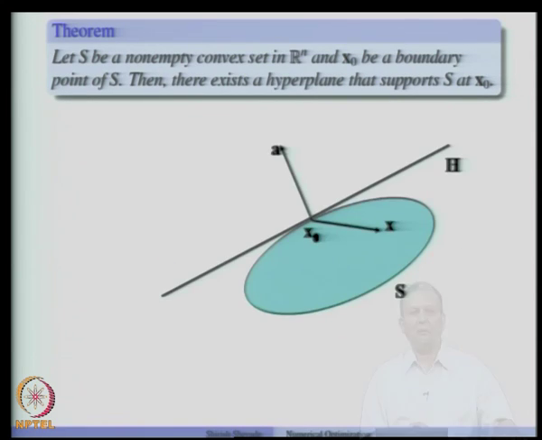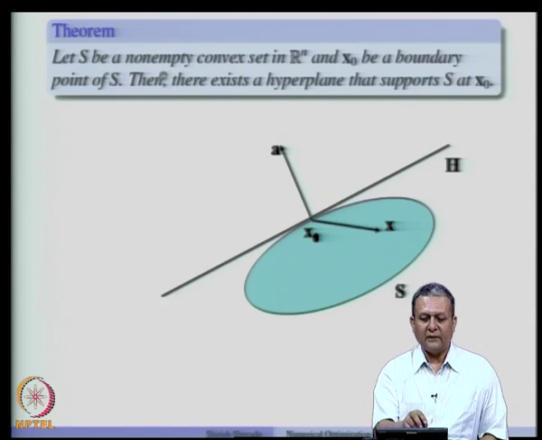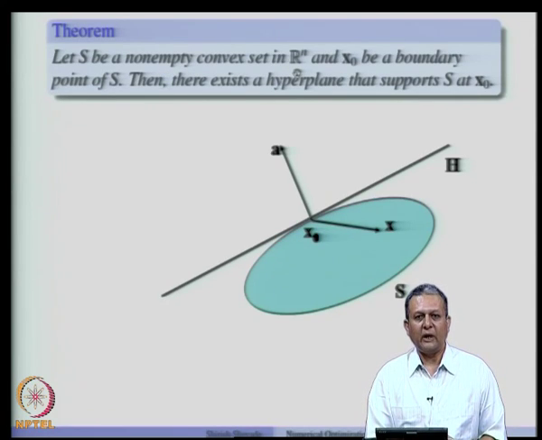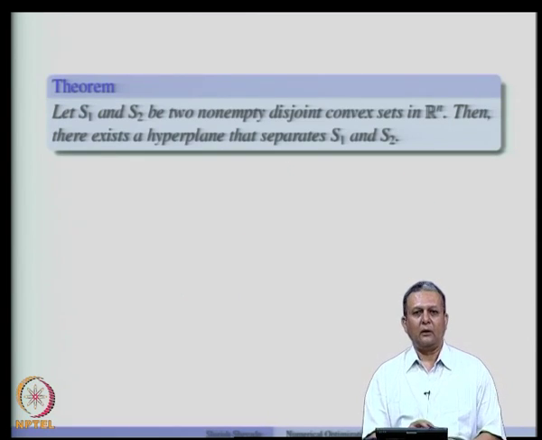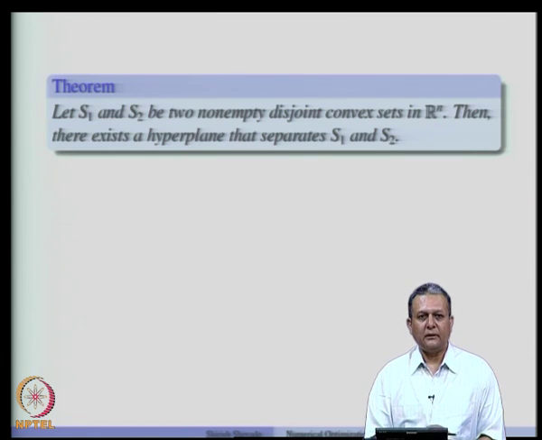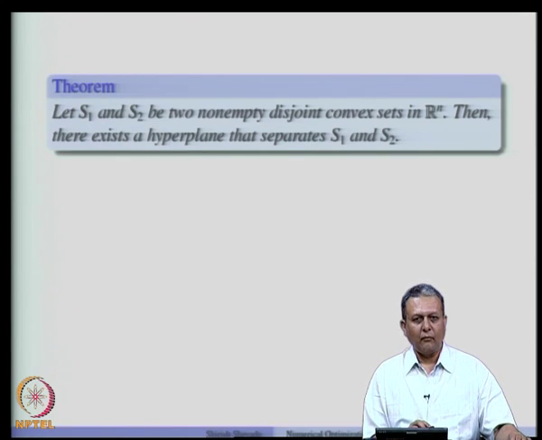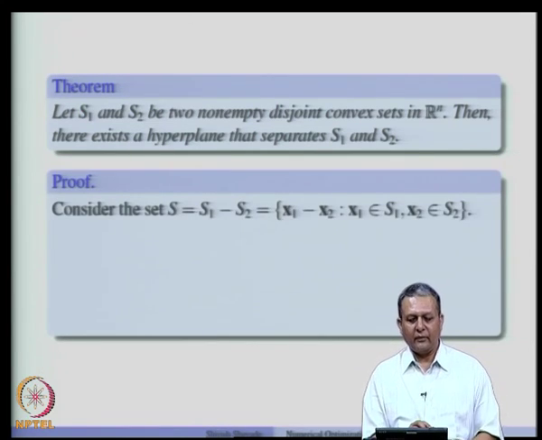So, we have this theorem which says that if S is a non-empty convex set in Rn and x0 is a boundary point of S, then there exists a hyperplane that supports S at x0. Okay. Now, we will see one more result: suppose S1 and S2 are two non-empty disjoint convex sets in Rn, then there exists a hyperplane that separates S1 and S2. So, we will see the proof of this.